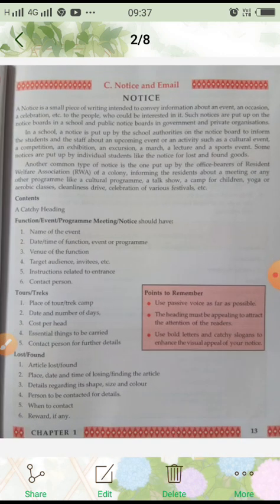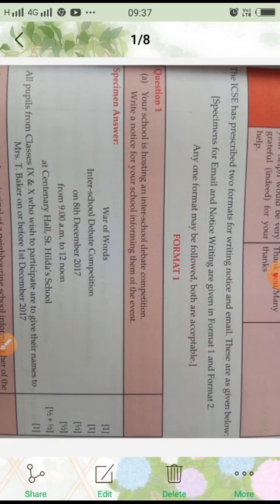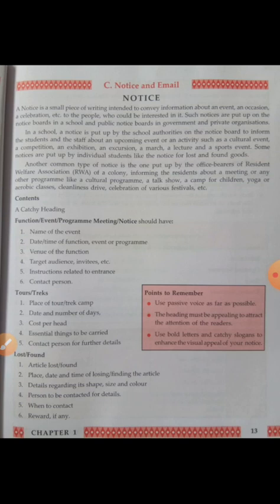Okay, so this is about this page number 13. And now we shall have the format of writing an email, that is how you have to write any email, how you have to write any notice.